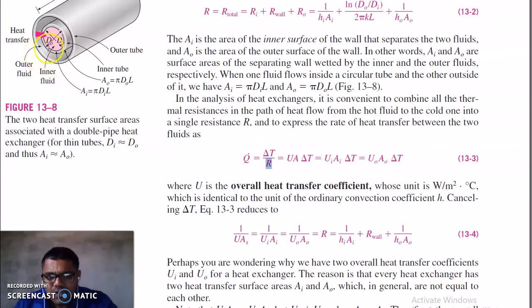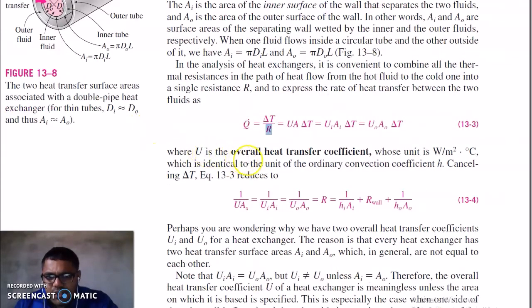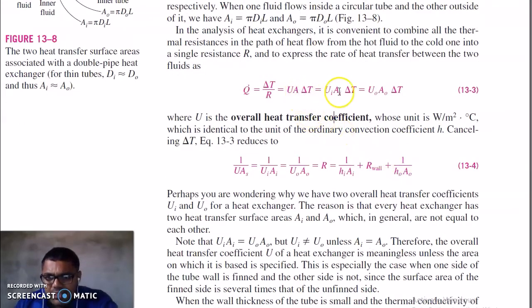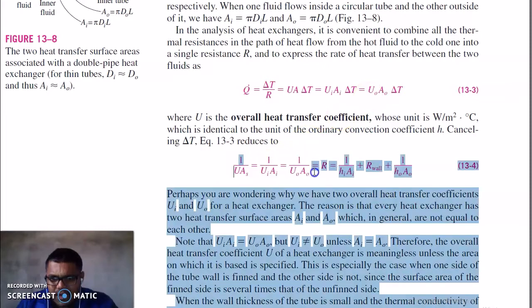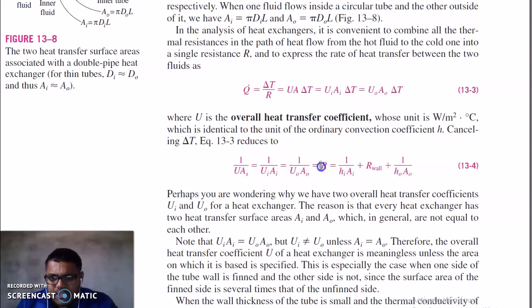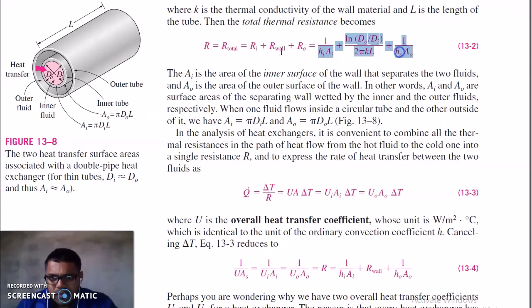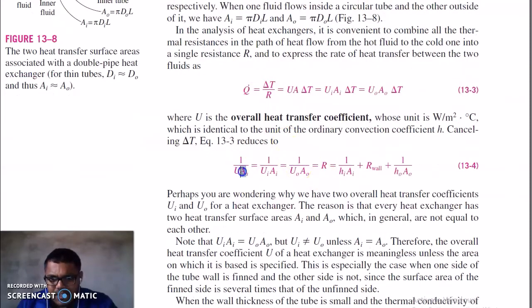Whatever heat is transferred from the outer surface, the same heat will be transferred to the inner surface, where U is the overall heat transfer coefficient, whose unit is watt per meter square degree Celsius, which is identical to the unit of the ordinary convection heat transfer coefficient h. Now divide these three equations by delta T, and when you divide this equation by delta T, you will get this relation here. Now we know this is the resistance, this is also equal to it, as mentioned here, so this resistance and this resistance must be the same.